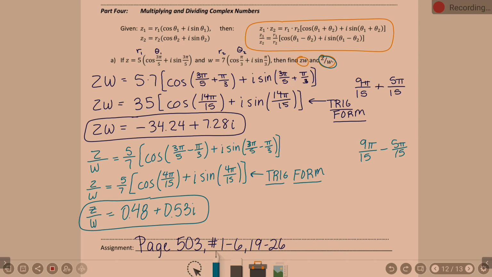Okay, guys. Page 503, 1 through 6, and 19 through 26 are the ones you need to do for 6-6 homework.